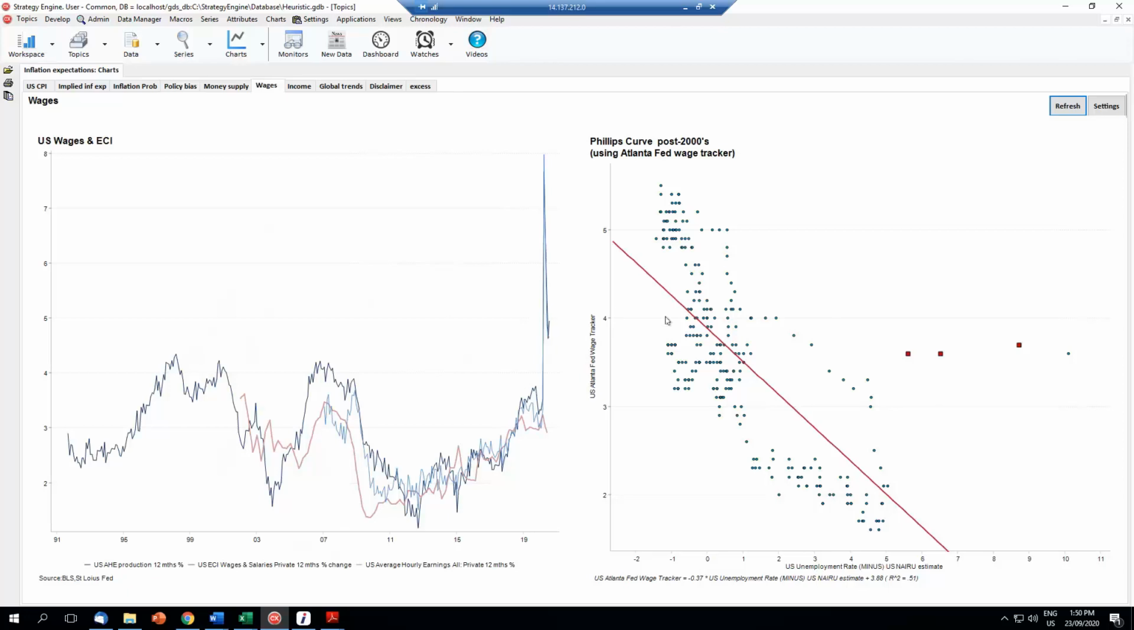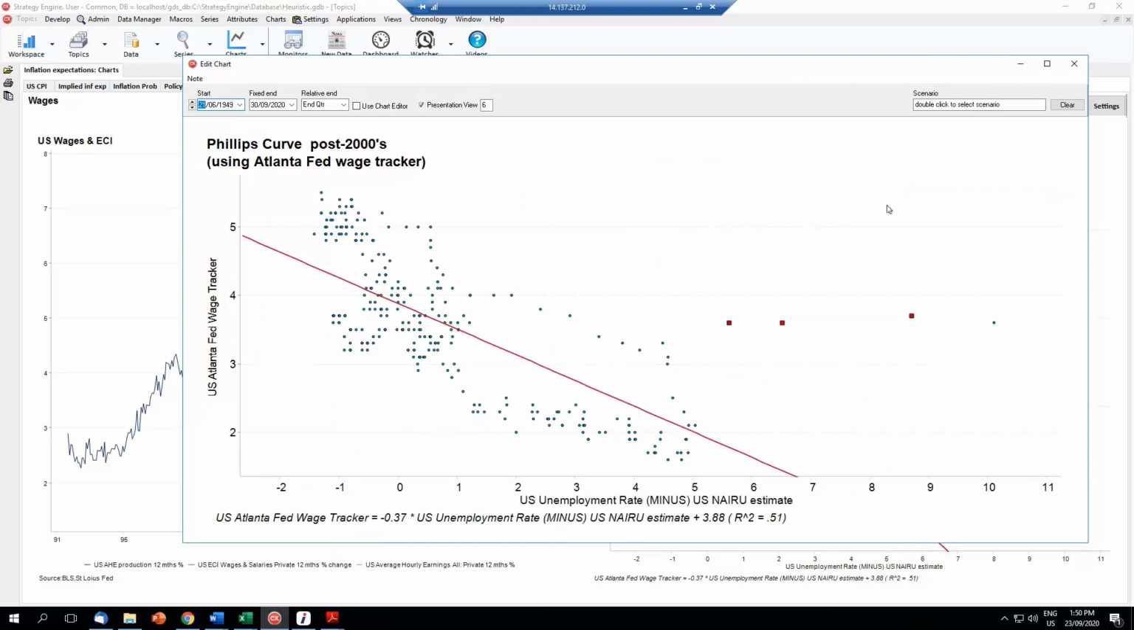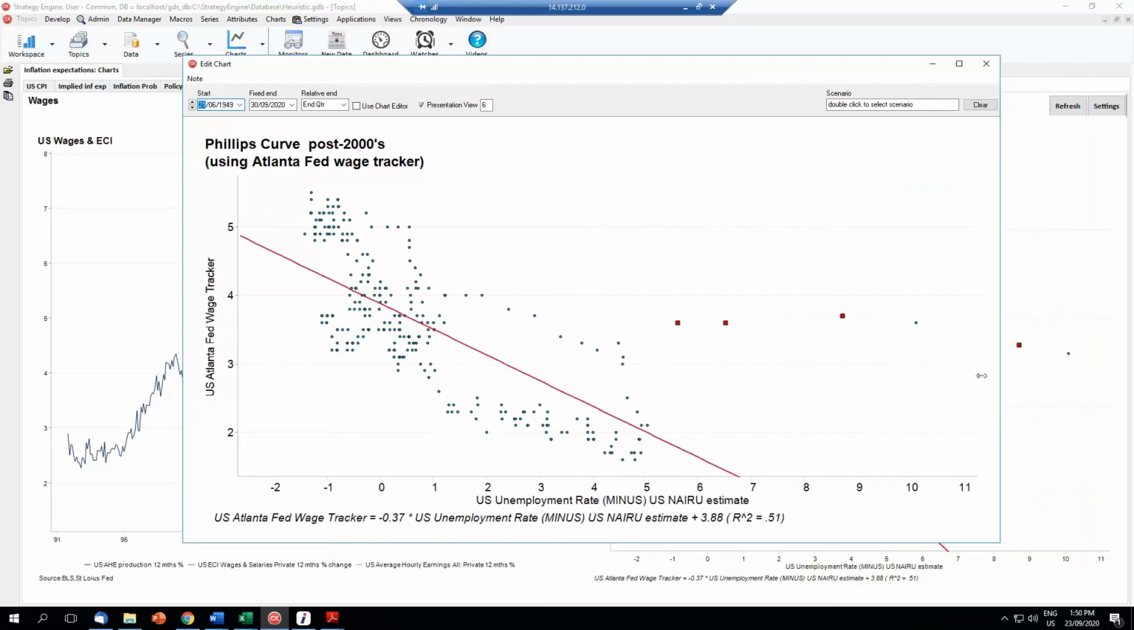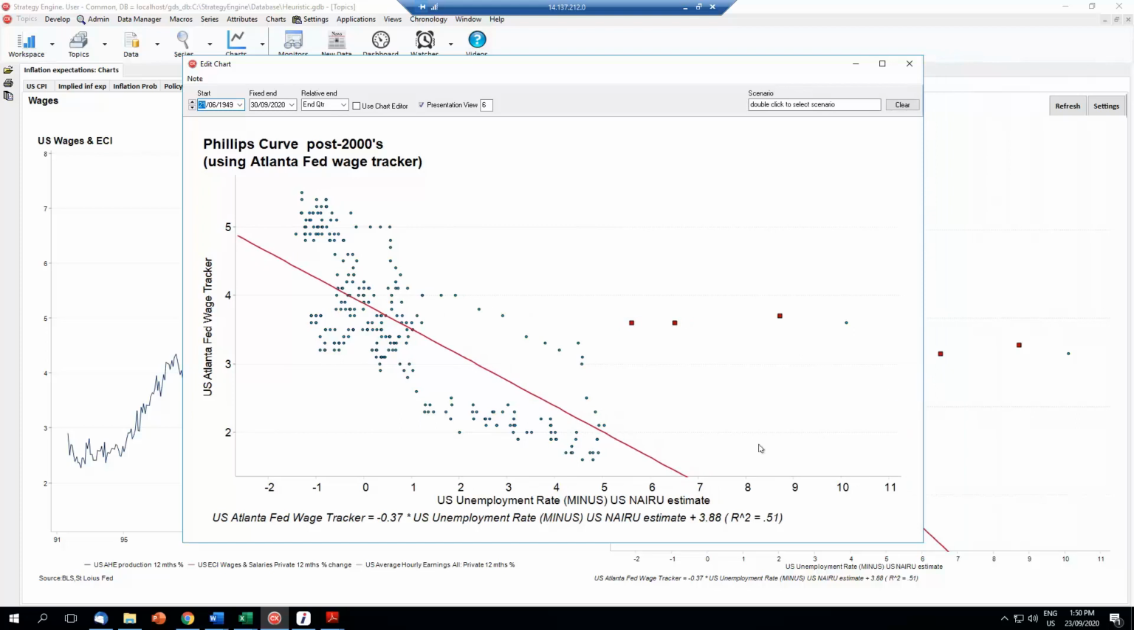Another area of debate is, of course, around wages, and I just want to focus in on this one chart here, which looks at the relationship between wages and unemployment relative to NAIRU, so the old Phillips curve relationship, which has basically been tossed out essentially as a monetary policy rule for now at least.